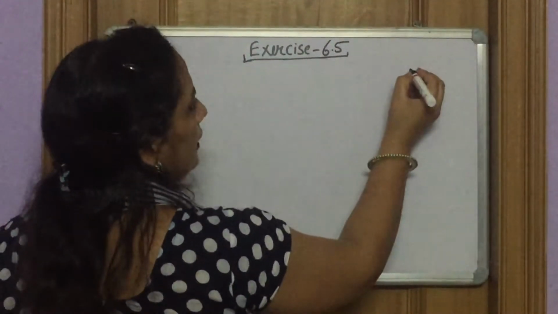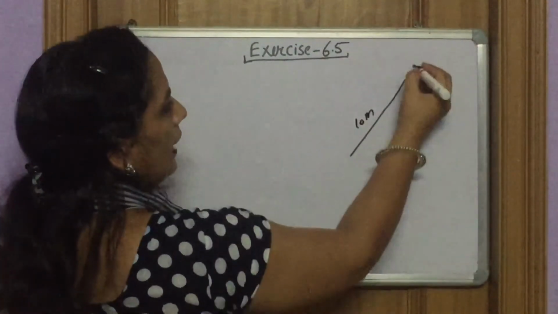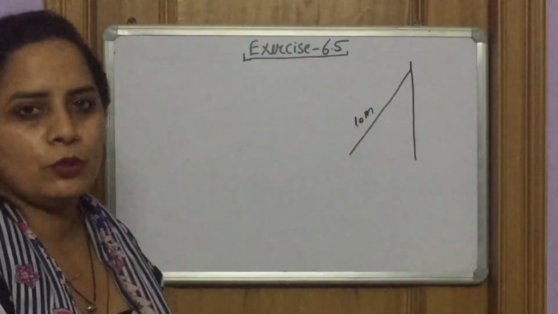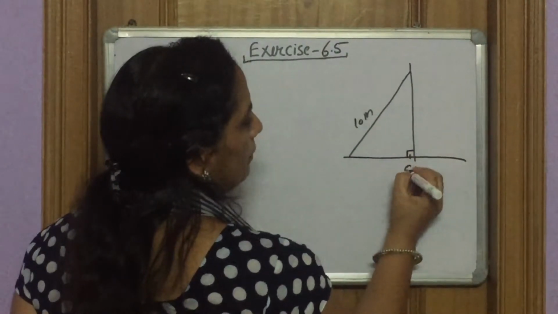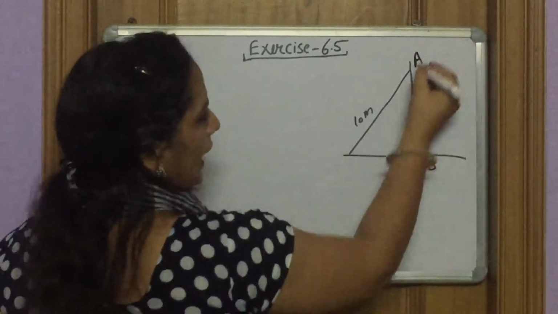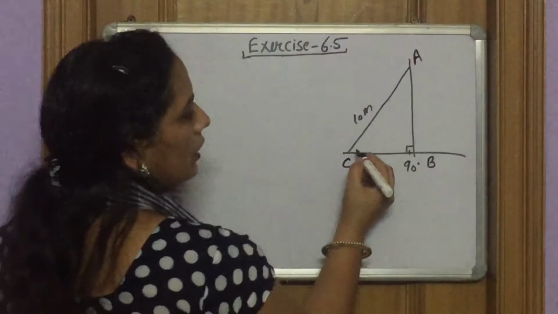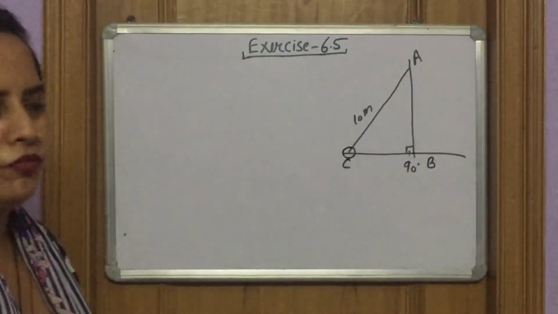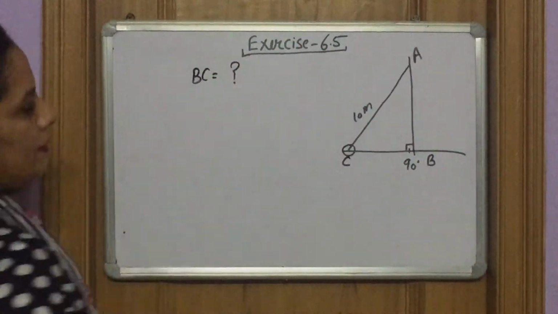This is given that a ladder, as we know, its position will be of this type, and the wall is at the vertical position which makes an angle of 90 degrees with the base. So AB is a wall and AC is a ladder. We have to find out the distance of the foot of the ladder from the base of the wall. So we have to find out the value of BC.